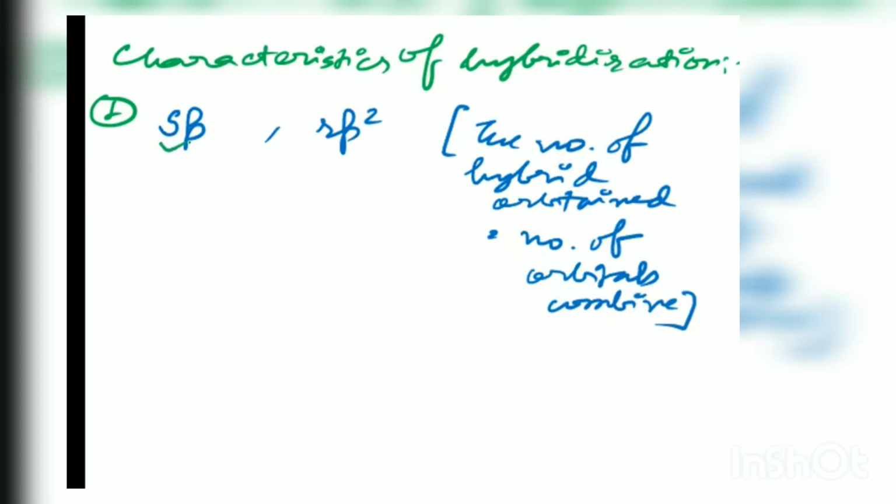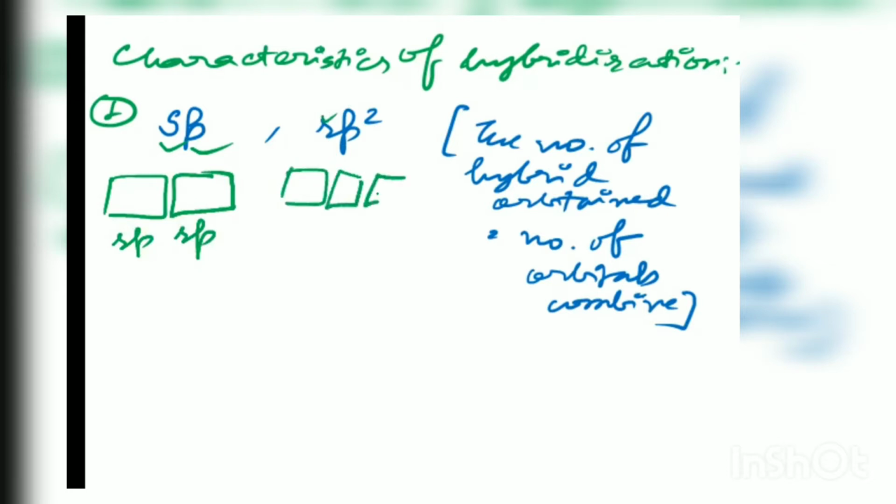So here you can see s and p orbital have combined. So two orbitals are combined here, so two hybrid orbitals will be formed. And here, one s orbital and two p orbitals combined, so three is the total number of orbitals combined. So three sp2 orbitals will be formed. So the first characteristic is that.